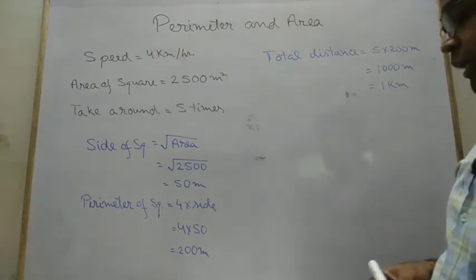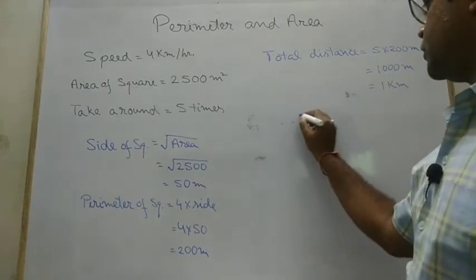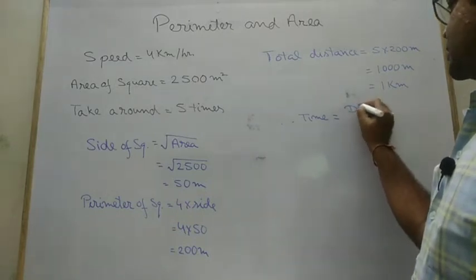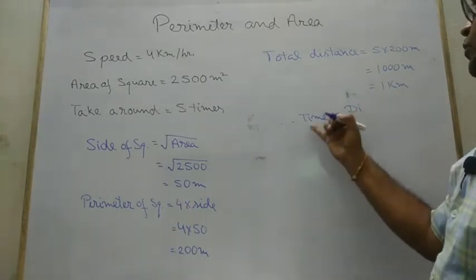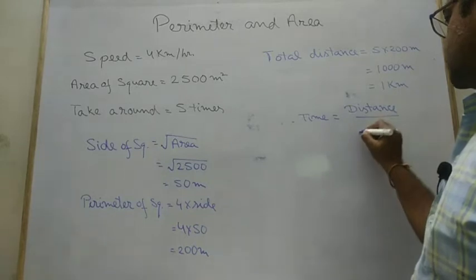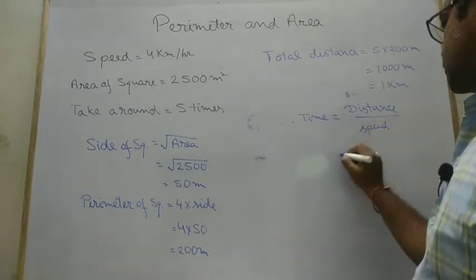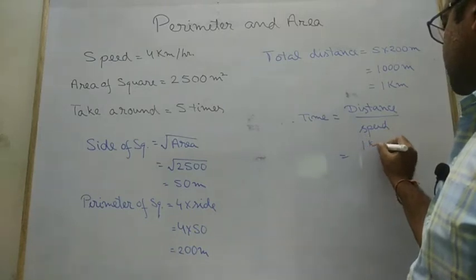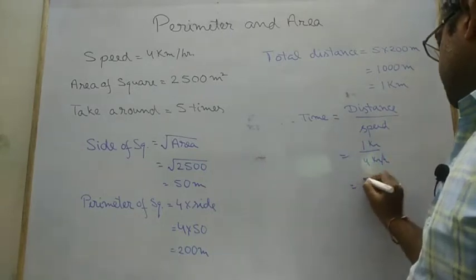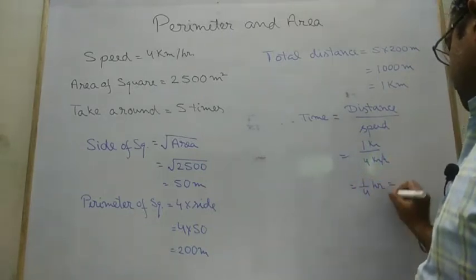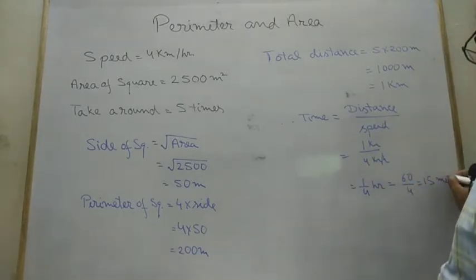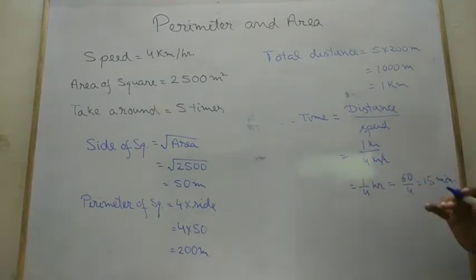Now the question asks for time, so time equals distance upon speed. As you know, distance upon time equals speed, so time equals distance upon speed. What is distance? 1 kilometer. Speed is 4 km per hour. It means 1 upon 4 hour, or if you wish you can convert, 60 upon 4, it's 15 minutes. Clear? So this is one of the questions.